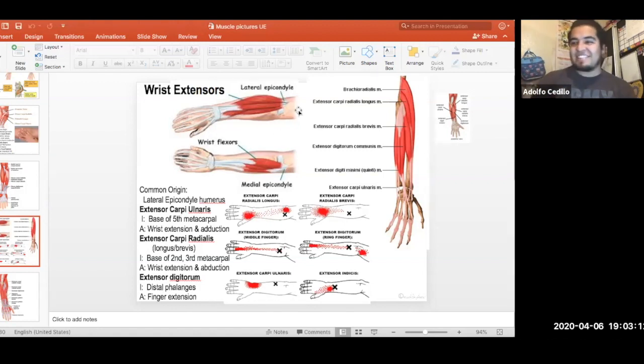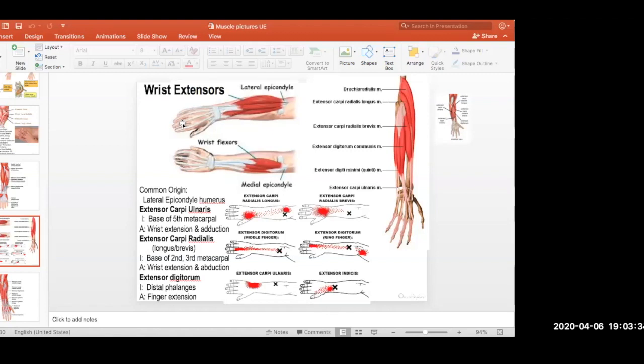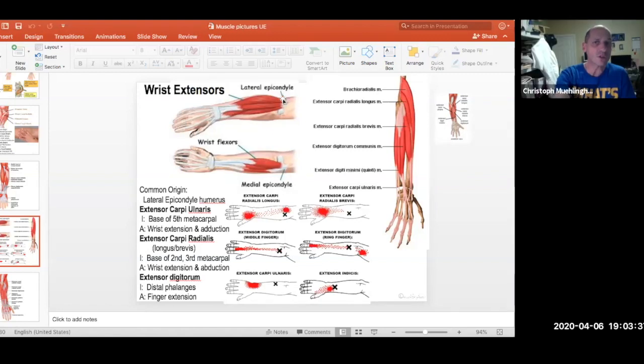Is that Adolfo? Yes. Oh, okay. You got lateral epicondyle. So everything on the top of the arm, the extensors, they're all basic from our perspective. Not all, but from our perspective, they all start at the lateral epicondyle and reach down towards the wrist or to the fingers. We have muscles on the outside that go towards the wrist and the pinky, and more muscles on the medial side that go more towards the thumb, and those are extensor carpi ulnaris and extensor carpi radialis, respectively.